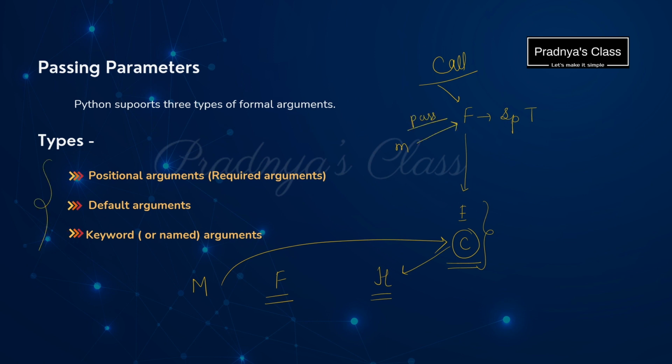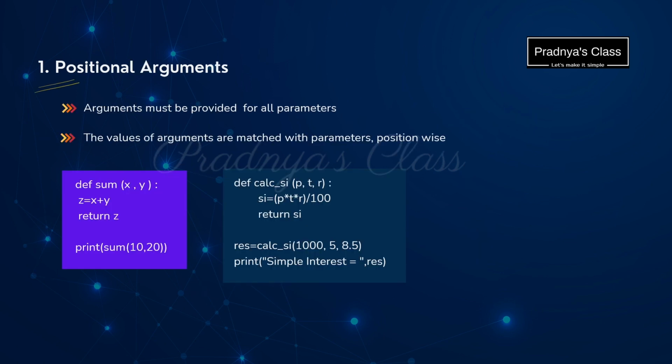So there are three ways in which we can pass value to the function. The first one is positional argument. In case of positional argument, we must provide the values for all the parameters. You can see here there are two parameters, that's why we are passing two values. The values of the arguments will get matched to the parameters according to the position.